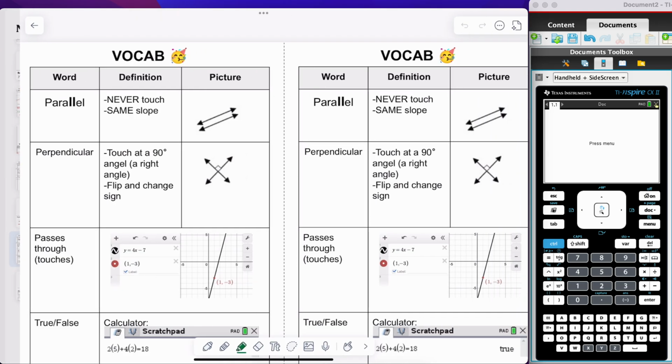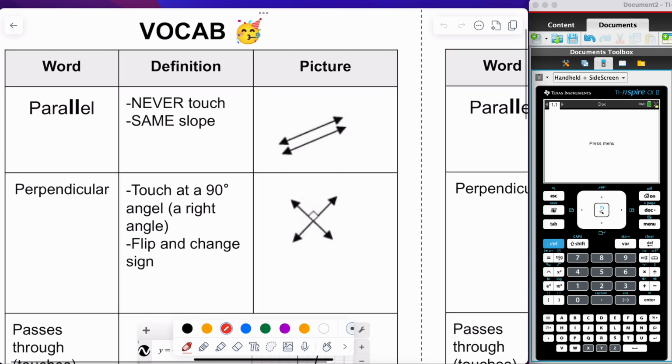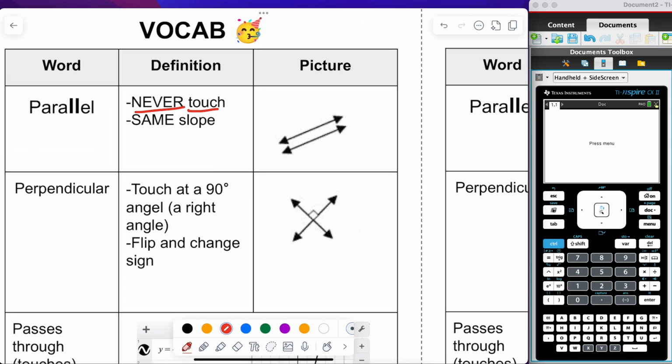We will be talking about parallel lines again. So remember, parallel lines never touch. They are going to have the same slope. Slope is represented by m. This is very important. This will help us eliminate almost half of the answers today.